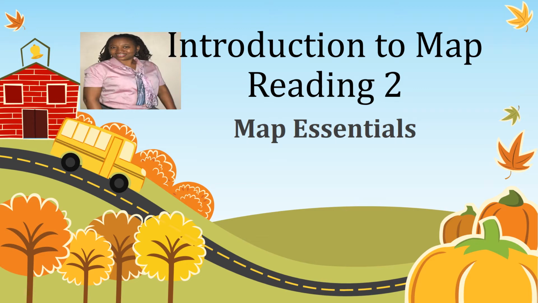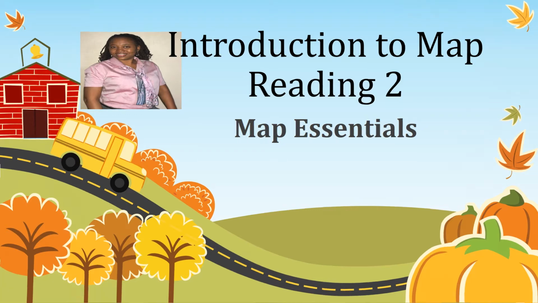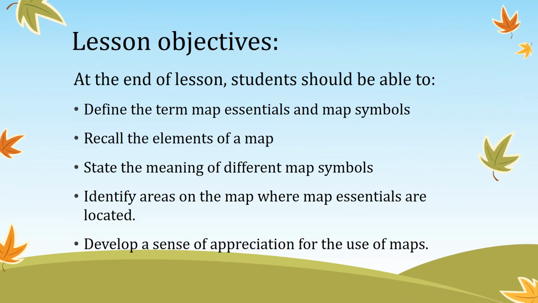This is Zaria Baxter, and today we are looking at map reading part 2, the map essentials. The objectives of our lesson for today is for you to be able to define the term map essentials and map symbols, recall the elements of a map, state the meaning of different map symbols, identify areas on the map where map essentials are located, and develop a sense of appreciation for the use of maps.